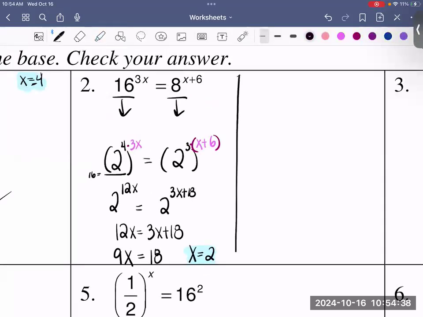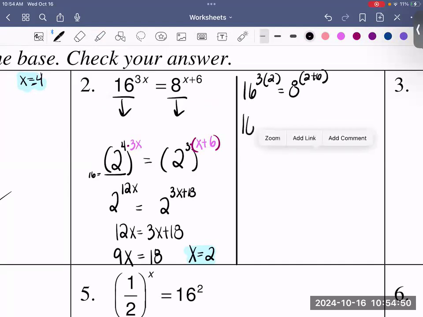Now, when we go to plug that in, we should see 16 to the 3 times 2 is equal to 8 to the 2 plus 6. So we have 16 to the 6 is equal to 8 to the 8. Now, we don't have to fully solve it out, like if you don't have your calculator, but we did remember, okay, well, 16 is really 2 to the 4th.